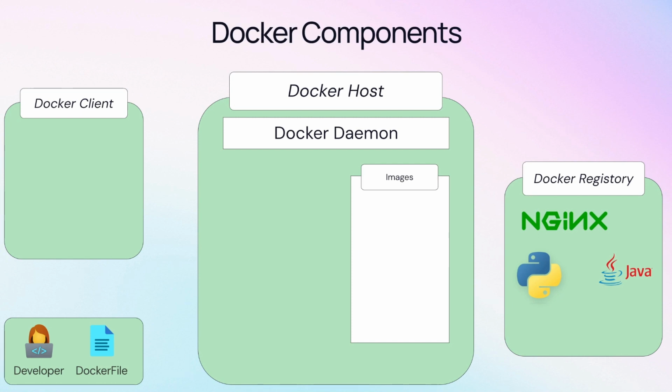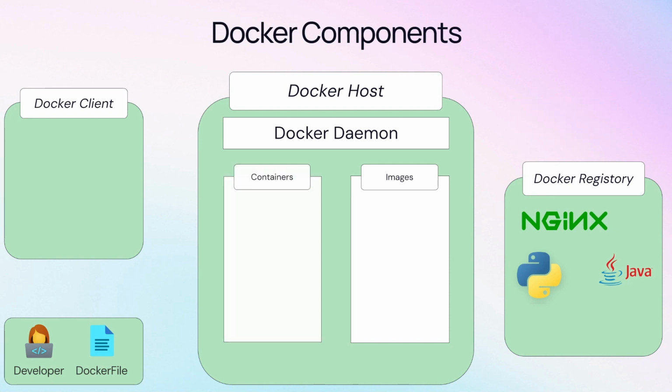So a Docker registry is a repository for sharing and distributing container images. The most common registry is Docker Hub, but organizations can also set up private registries for image distribution. Users can pull images from registries to their local system, and also they can push images to a registry.